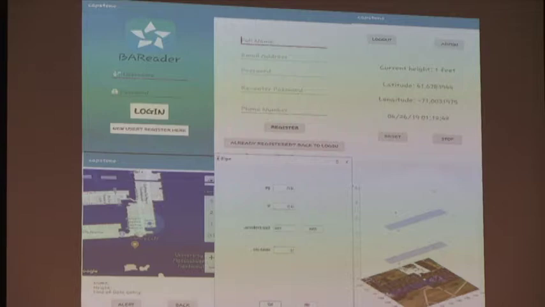And then the bottom middle and right, I'm going to hand off to Austin. This is the command center that he built.